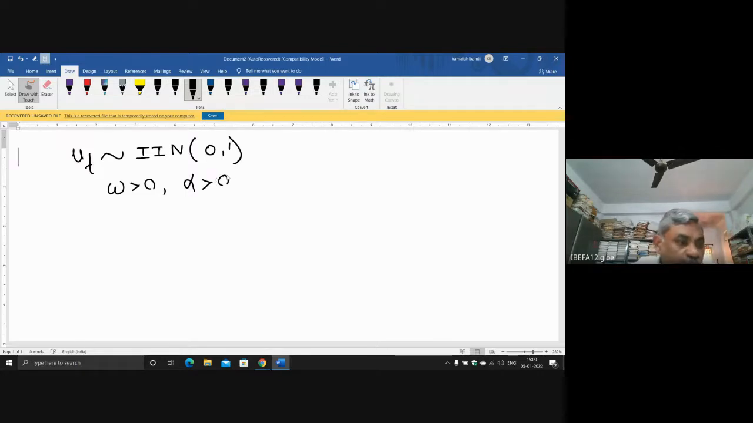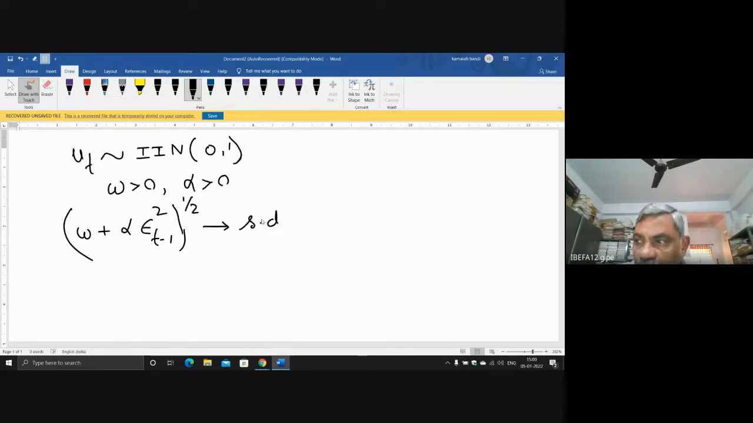Okay. So now here the expression omega plus alpha epsilon t minus 1 square, the whole square root of this. What is this? This is nothing but the standard deviation. Standard deviation of what?